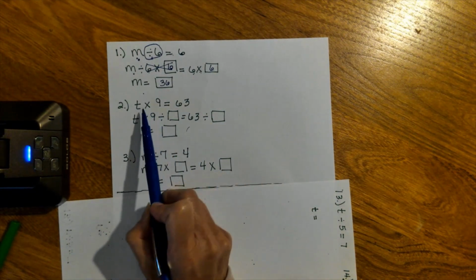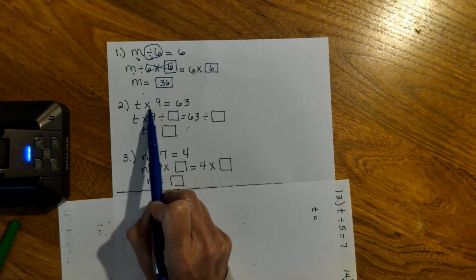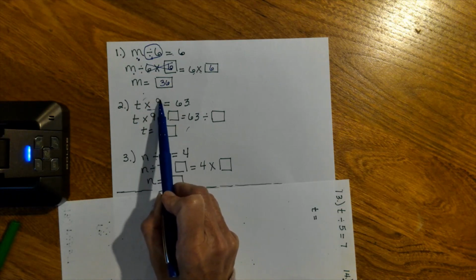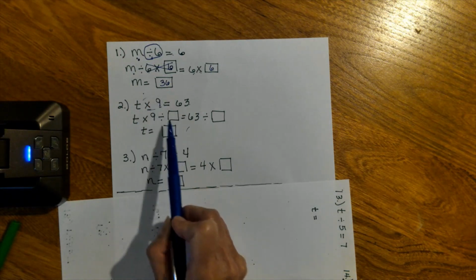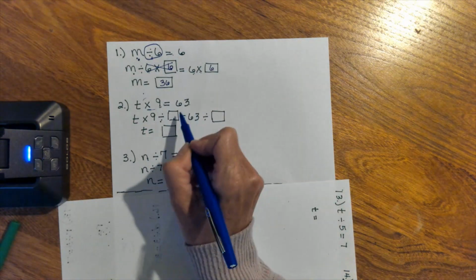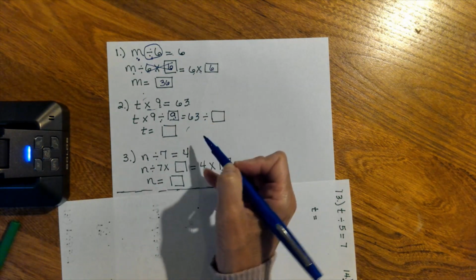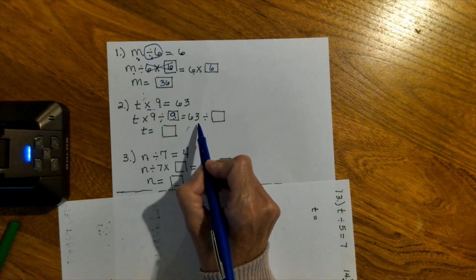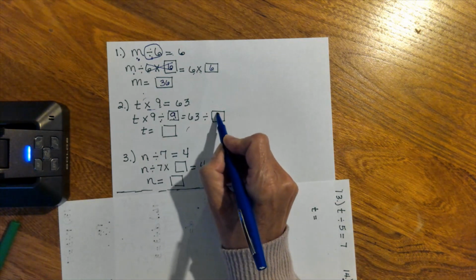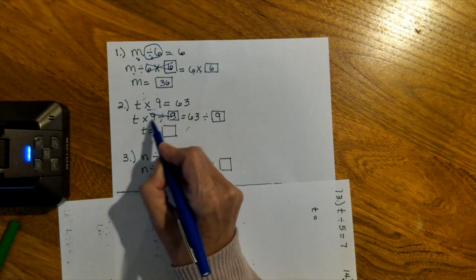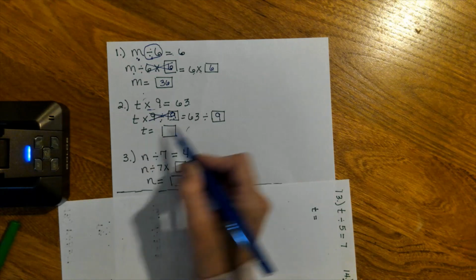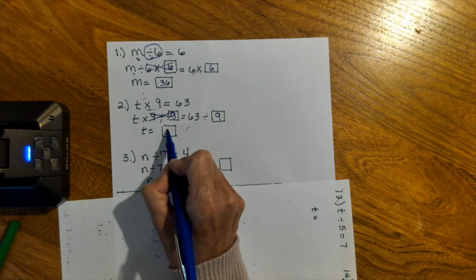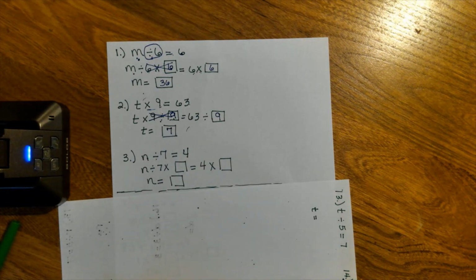The next problem, here we have t times 9 equals 63. I want to do the inverse of multiplying by 9. The opposite of multiplying by 9 is dividing by 9. So I'm going to add that dividing by 9 to both sides. T times 9 divided by 9, and then on the other side of the equal sign, 63 divided by 9. These cancel out, so we're left with just t over there. T is going to equal whatever 63 divided by 9 is, and 63 divided by 9 is 7.